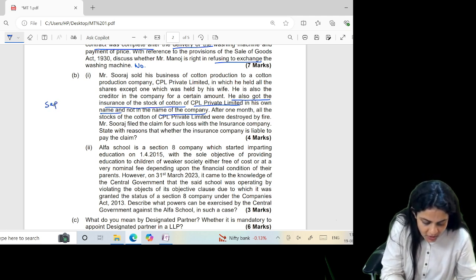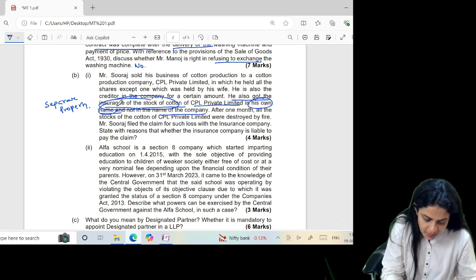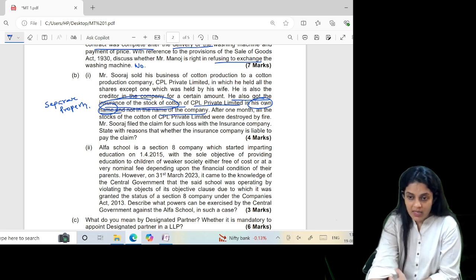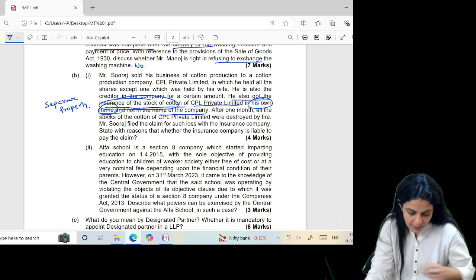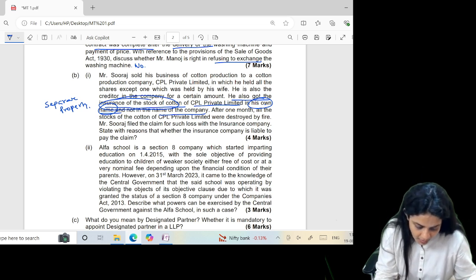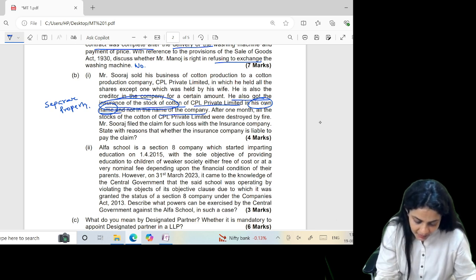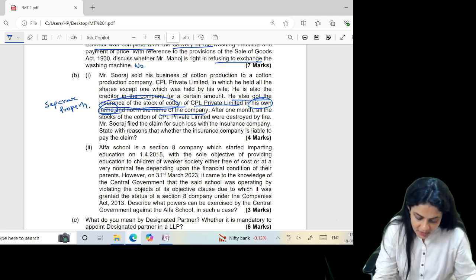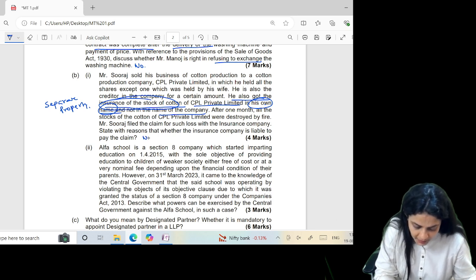So, this property of the company belongs to the company and not to the member. He should not have taken the insurance in his own name. It should be in the name of the company, right? We have the same case, Macaura versus Northern Assurance Limited. After 1 month, all the stock of cotton was destroyed by fire. Suraj filed the claim for such loss with the insurance company. State with reason, is the insurance company liable to pay?